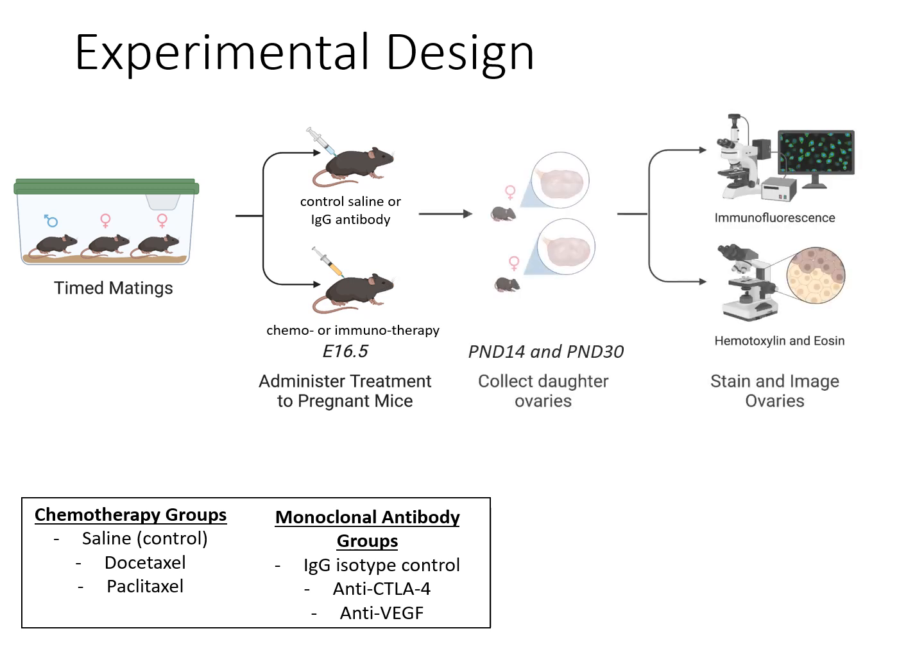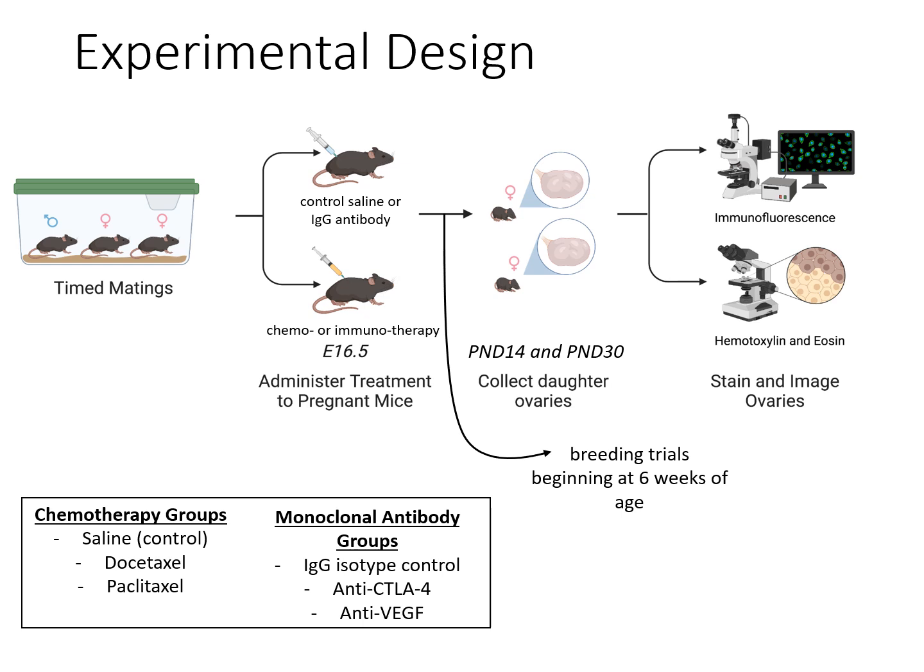And then we allow these pups to be born, and we collected daughters' ovaries at postnatal day 14, which is prior to sexual maturity. So these are pre-pubertal animals, or postnatal day 30, which is after sexual maturity. And in these samples, we analyzed ovarian follicle composition, as well as follicle atresia. So this is sort of follicle death. We also set aside additional exposed daughters as breeders to determine the effect of these exposures on fecundity.